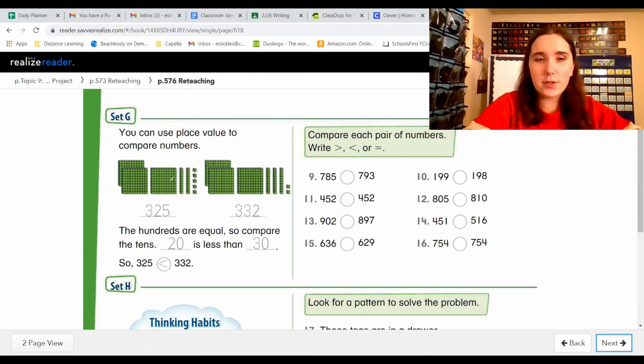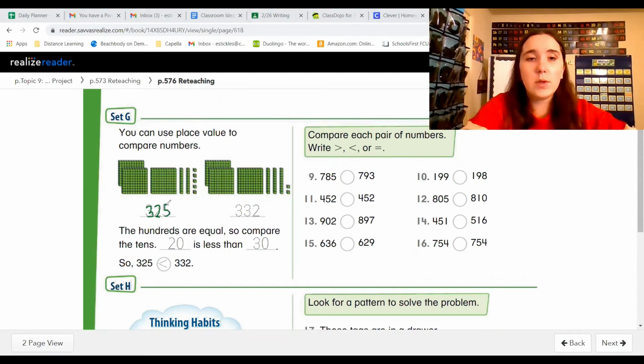We need to write them out first. So let's see, there's 1, 2, 3 hundreds, 1, 2 tens, 1, 2, 3, 4, 5 ones. So my number on the left is 325.